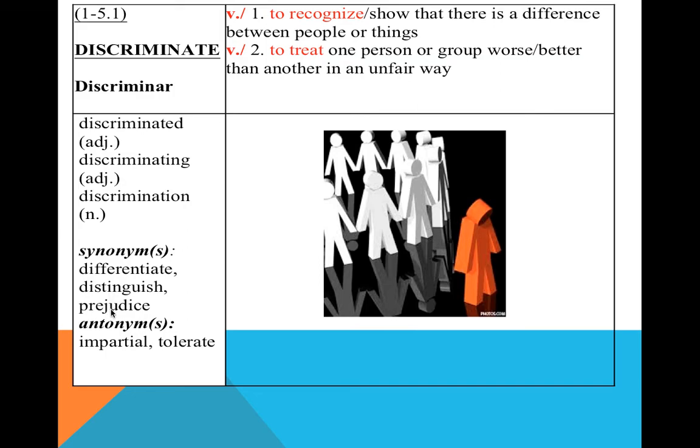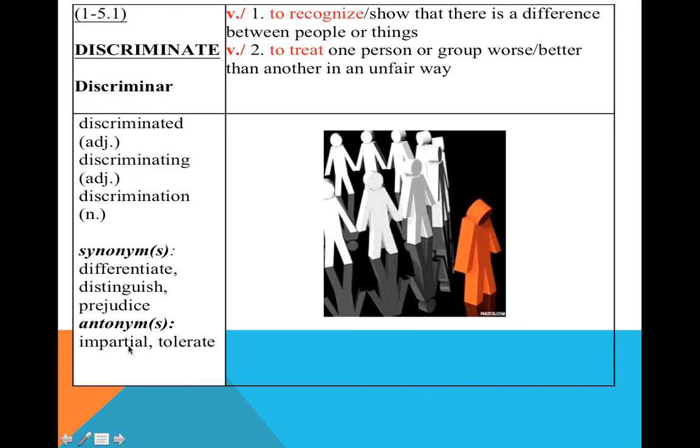distinguish, or prejudice. The first two synonyms, differentiate and distinguish, refer to the first definition of discriminate, showing a difference. The third synonym, prejudice, you can use when you are talking in the context of actual discrimination, treating other groups of people worse. Antonyms, we have impartial or tolerate.